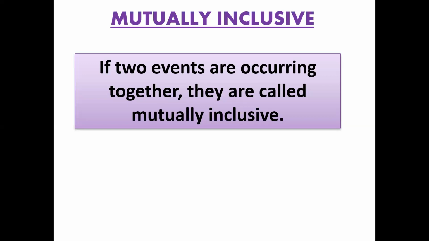Now give a heading, mutually inclusive. This is a new concept for today. Mutually inclusive means that two events are occurring together, like you go to a shop and then you go to a restaurant. These are joint events. You throw a dice and you toss a coin. This is basically events occurring together. You have to copy this.